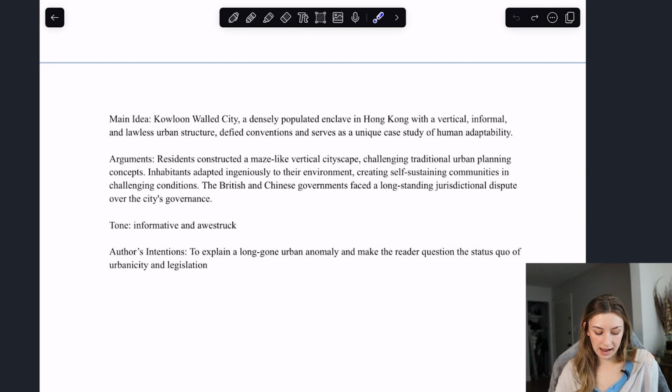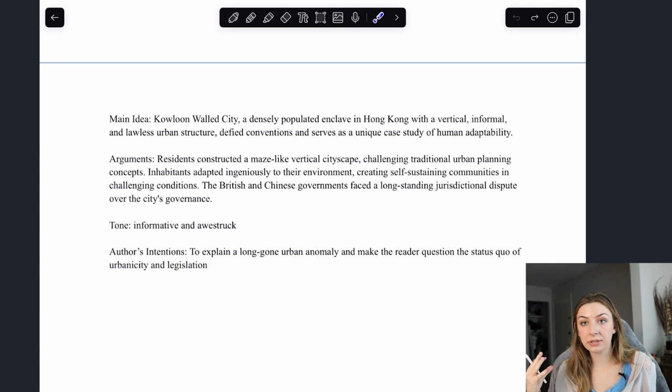The last argument I have is the British and Chinese governments faced a long-standing jurisdictional dispute over the city's governance. And honestly, if I was going to put one more argument in here, I would put something about the lawlessness of the citizens, because I think that was an argument that had sufficient evidence for me to put it as an argument in my four corners. The tone, awestruck. That's the main thing that I was getting throughout.